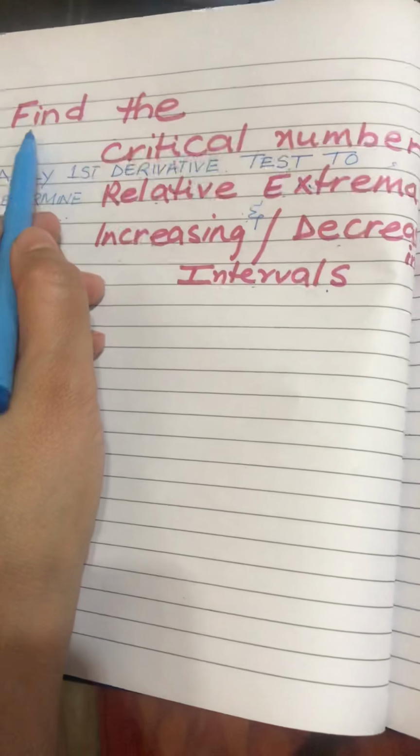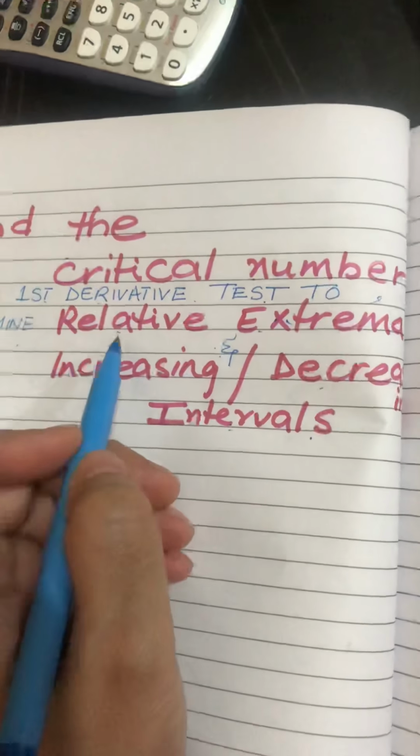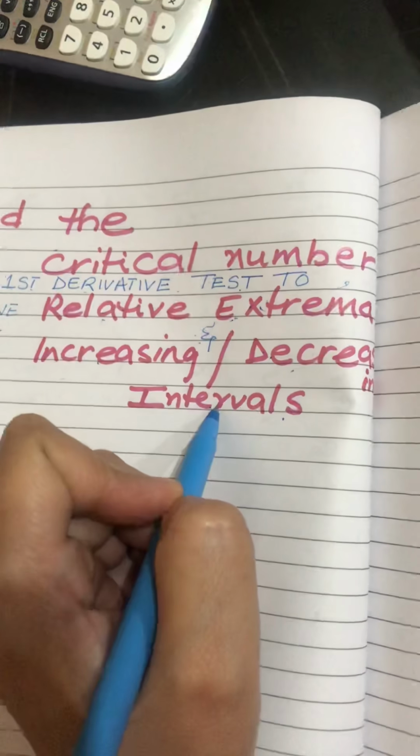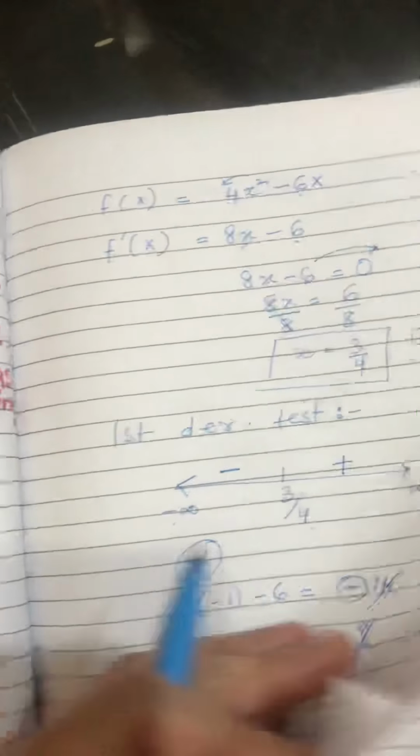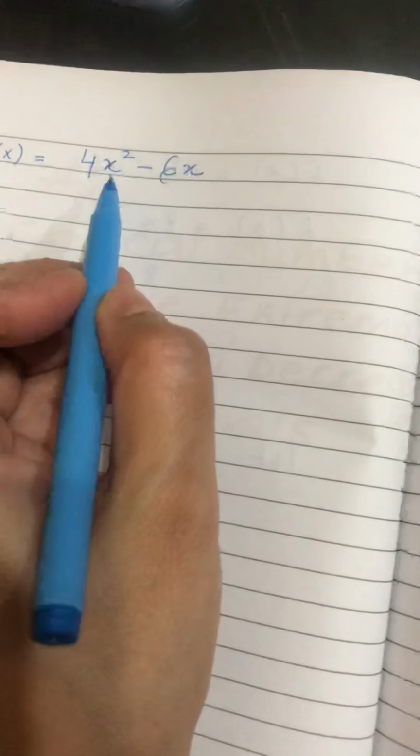Today in this video we are going to find the critical numbers. We will also apply the first derivative test to determine the relative extrema and increasing and decreasing intervals. So, let us have a look at a question: f of x equals 4x squared minus 6x.